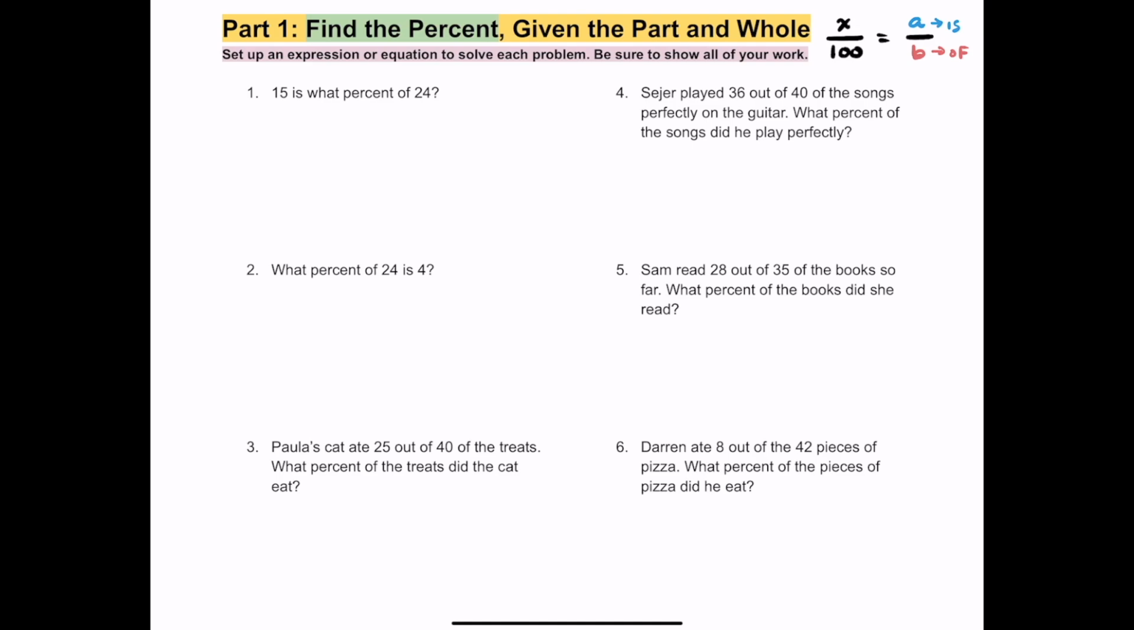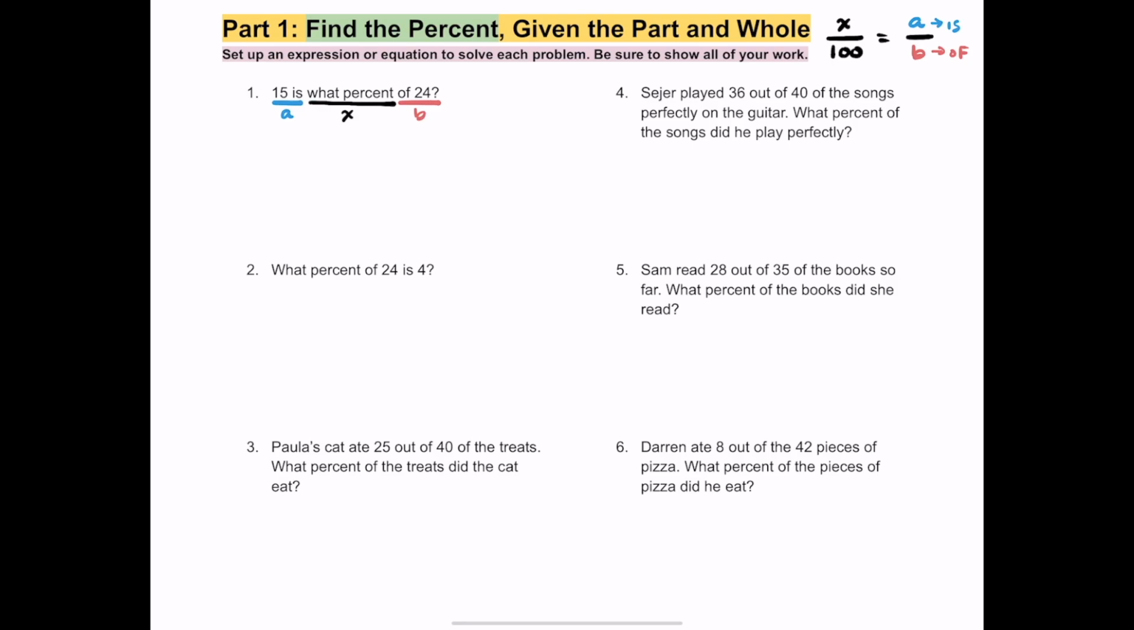Let's look at number 1 here. 15 is what percent of 24? Okay, so we see 15 is, so that's the word "is," so that's going to be a. a is equal to 15. It says what percent, so we don't know what the percentage is, so we're just going to leave that as x. And it says of 24, so "of" is going to be the b value, or the whole.